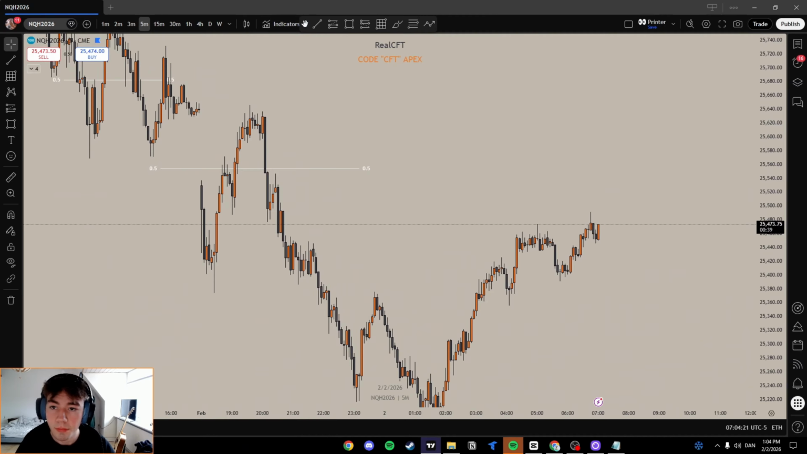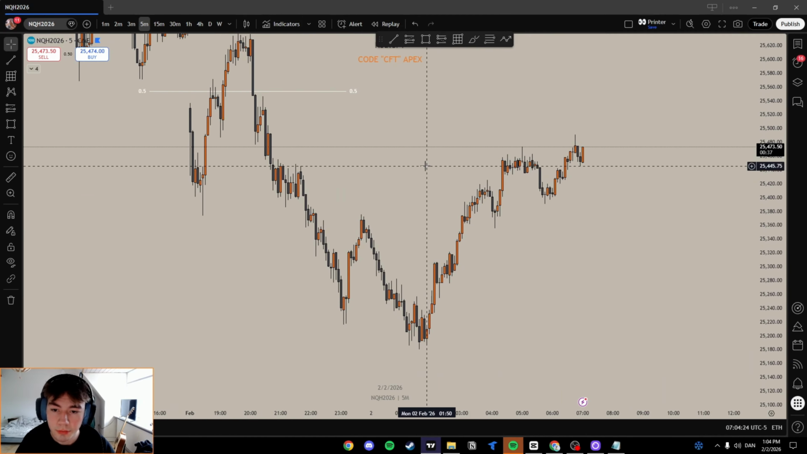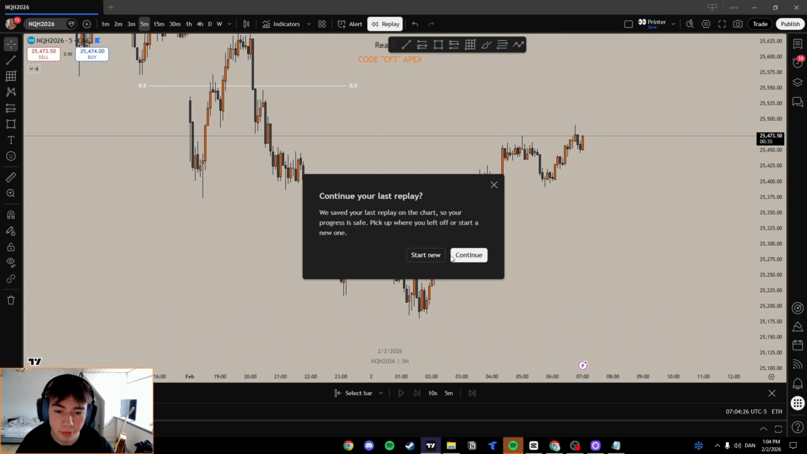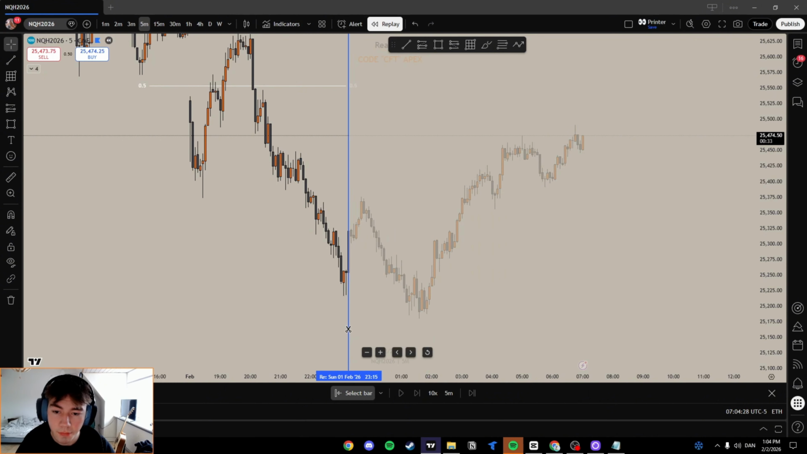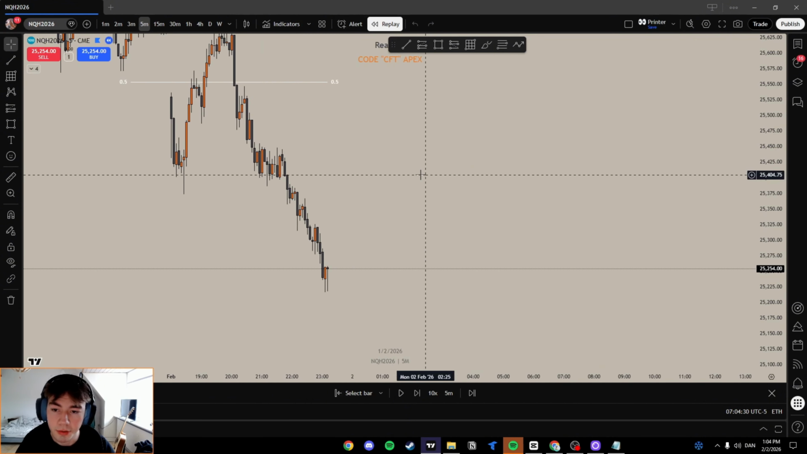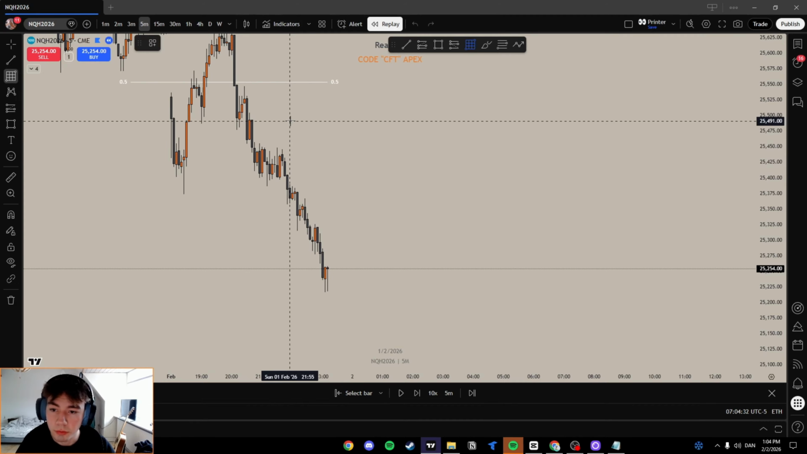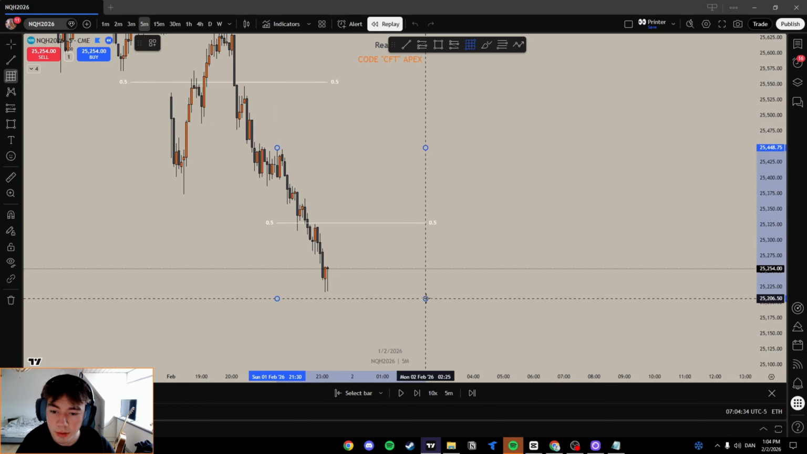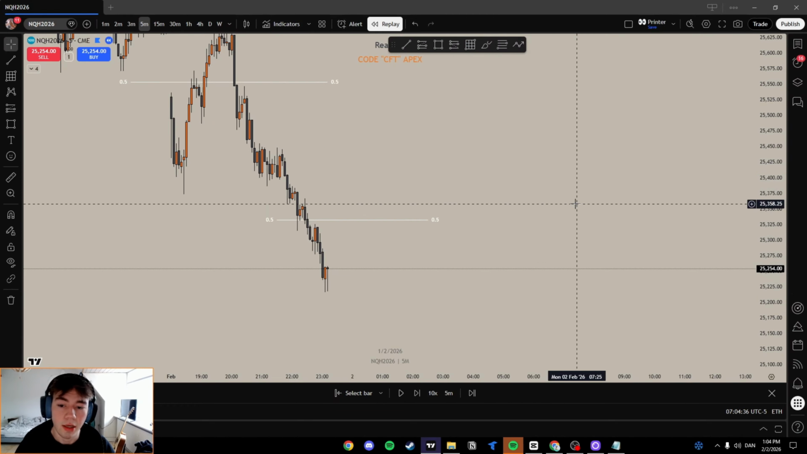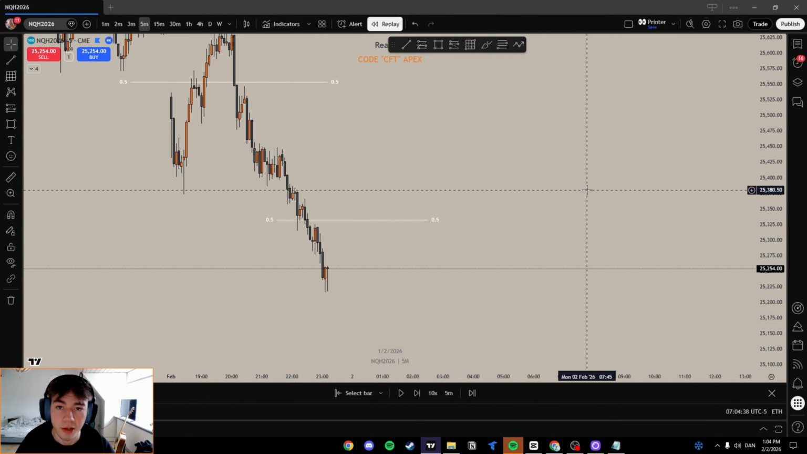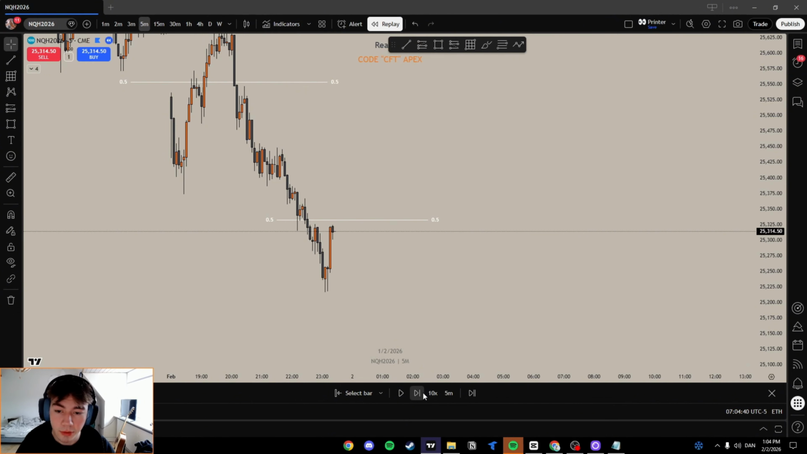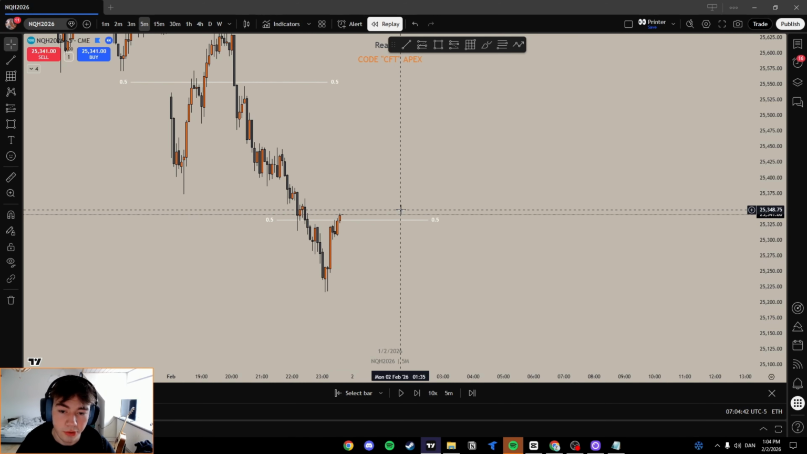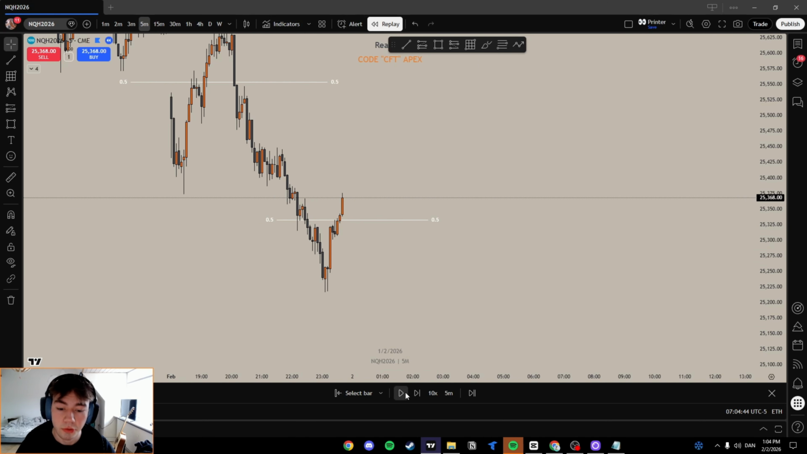And let's say we are right here. Then I would draw it from this leg all the way here, and I would just wait, if my bias is bearish obviously, and wait and wait and wait, and here we go. Now we touch it. Now I can be looking to short this leg.